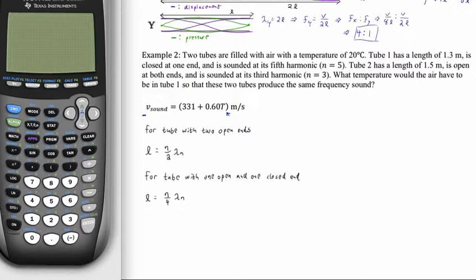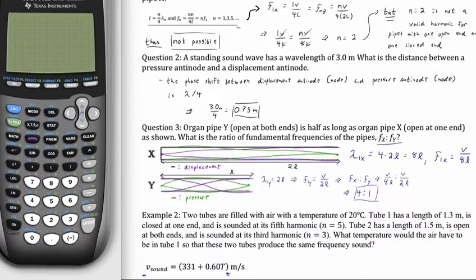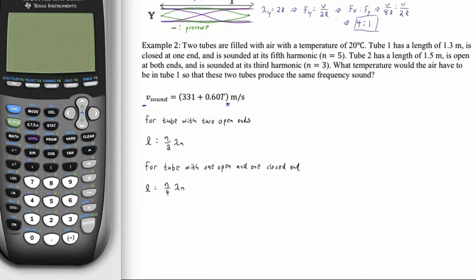And here we want them to sound at the same frequency, so we can use our relationships with frequency like we did up here. So Fn is nv over 4L for this case, and for the tube with two open ends, Fn is nv over 2L. So now we want the temperature in tube 1 so that the two tubes produce the same frequency.